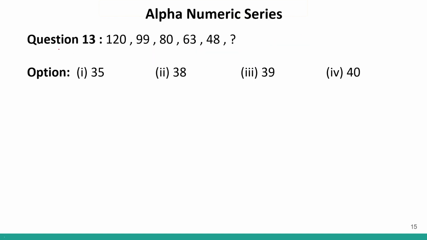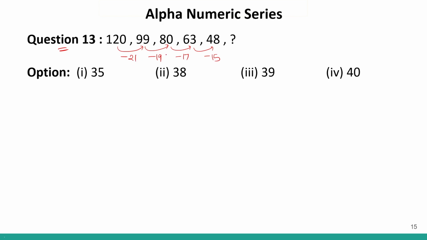Clear? Question number 13. I can see a minus series now, a decreasing series. These are decreasing: 120, 99, 80, 63, 48. So let us see the difference. Between 120 and 99, there is a clear decrease of 21. Between 99 and 80, there is a clear decrease of 19. Between 80 and 63, there is a clear decrease of 17. Correct? And between 63 and 48, there is a clear decrease of 15.